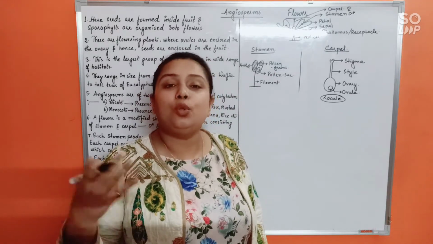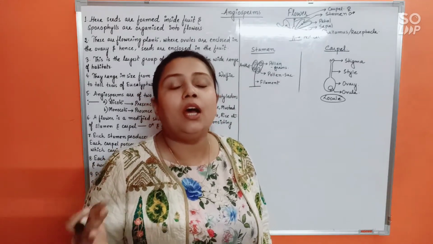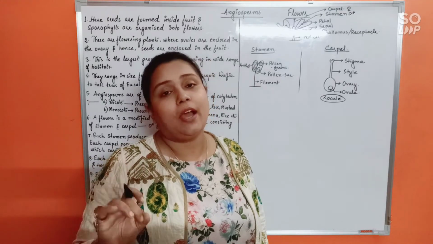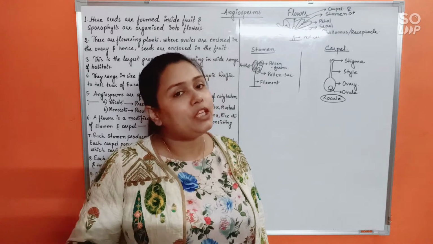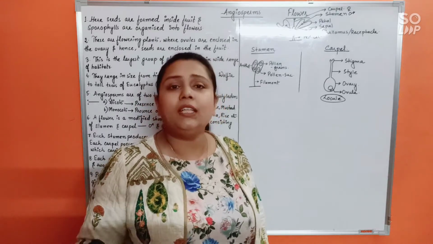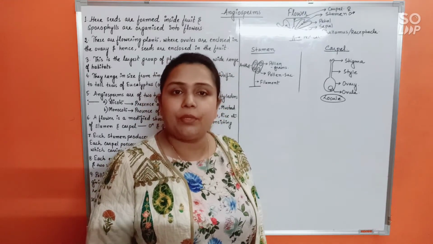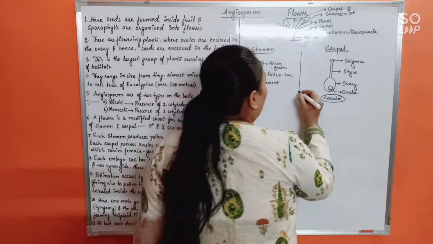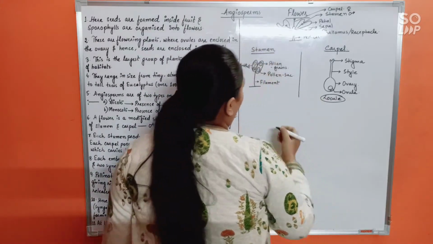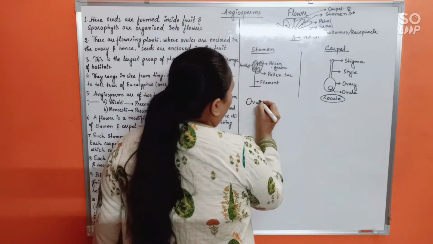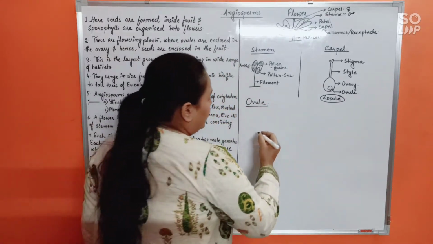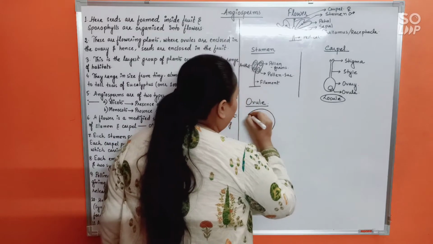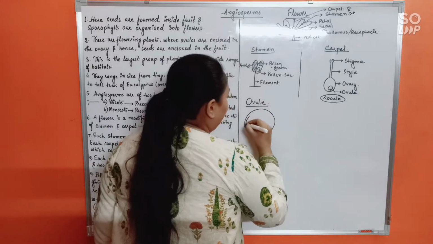Okay, and if the ovary has one locule, we call it unilocular. If it has two locules, we call it bilocular. If it has three locules, we call it trilocular, isn't it? Likewise, there can be many chambers present. You have learned that already in the morphology chapter, isn't it? So now let us see the structure of ovule in detail. The structure of ovule you have learned again in morphology chapter. This is simply a revision.